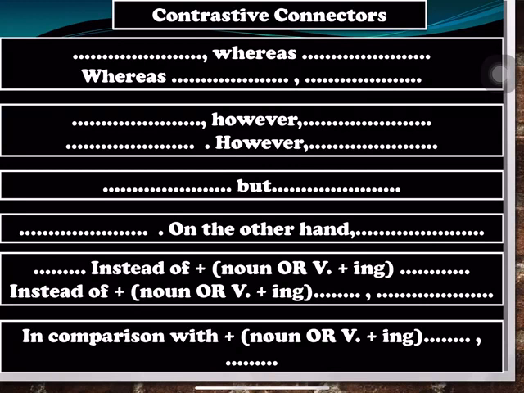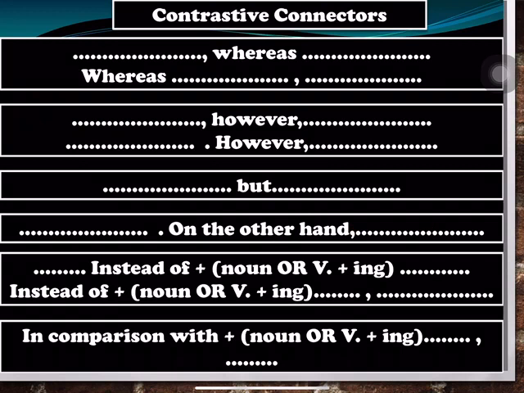We have also however. However comes in the middle, as you know, and before however we use a comma or a full stop, and after however we use commas. Here, don't forget that after and before however, whereas, or also but, we have to use a full sentence. On the other hand, is also one of the contrastive connectors. It comes in the middle between two contrastive sentences. After on the other hand, we have to use a comma, and as I told you before, it should be followed by a full sentence.